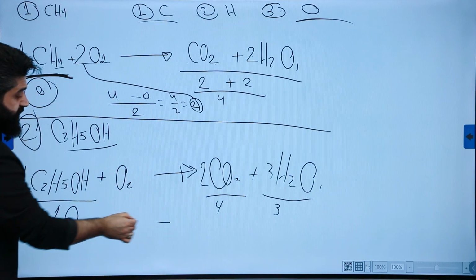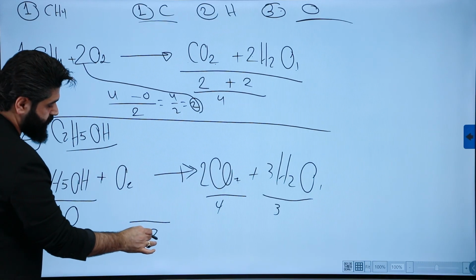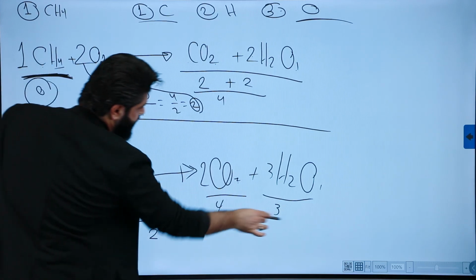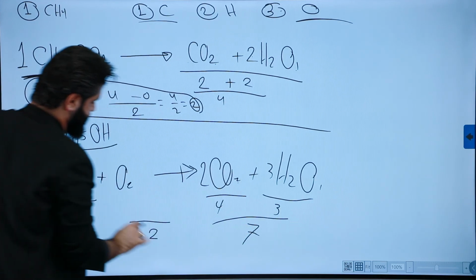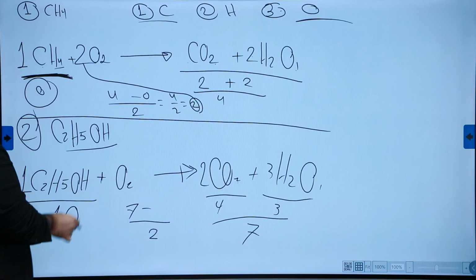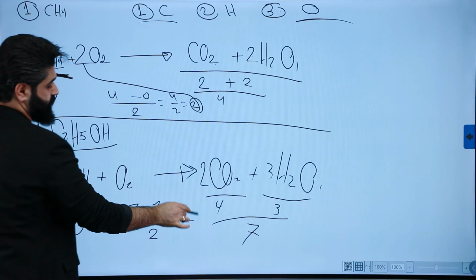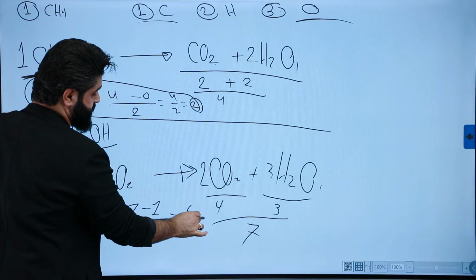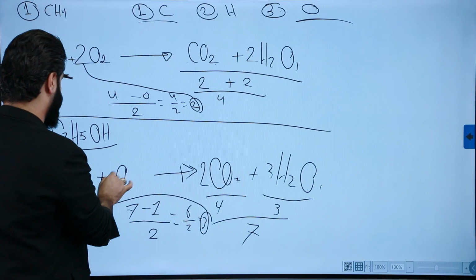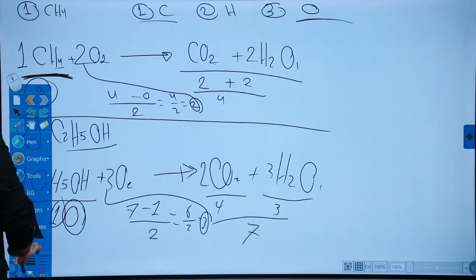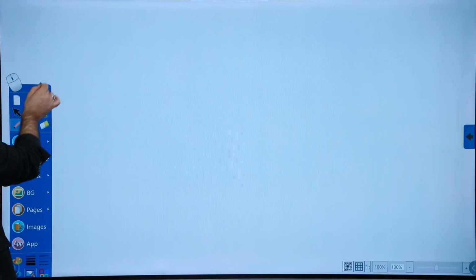Okay, you need to have a fraction. The denominator is always 2. In total we have 7 oxygens there. 7 minus 1, the oxygen in the combustible substance, equals 6 over 2 equals 3. Put this to here. Another one.